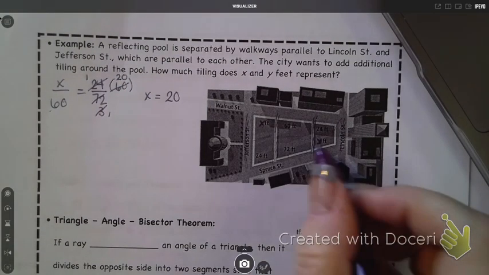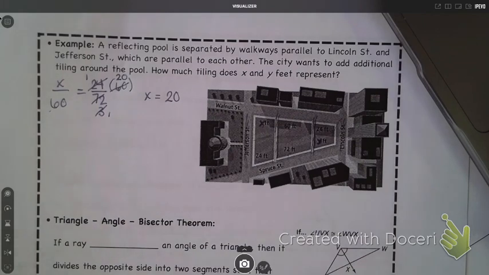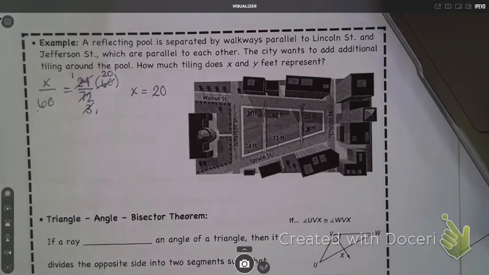You guys try Y. It is not going to be a whole number. So get your fraction set up at least.